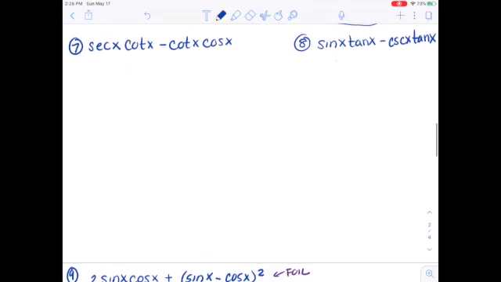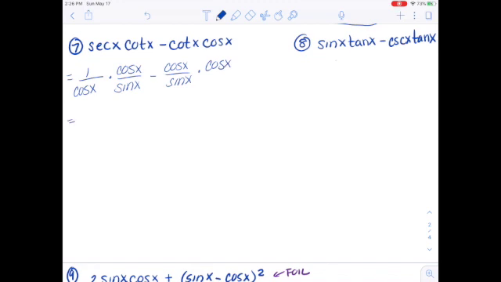Okay, number 7. We've got secant of x cotangent of x minus cotangent of x cosine of x. I'm just going to stick with what we've been working with, switch everything to sine and cosine. So secant is 1 over cosine of x multiplied by cosine of x divided by sine of x, minus cotangent, which is cosine of x over sine of x times your cosine of x.